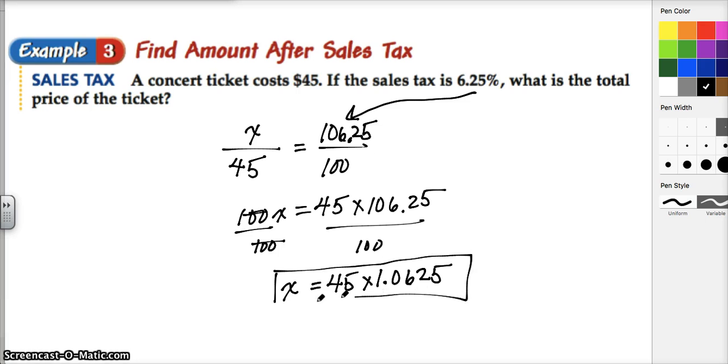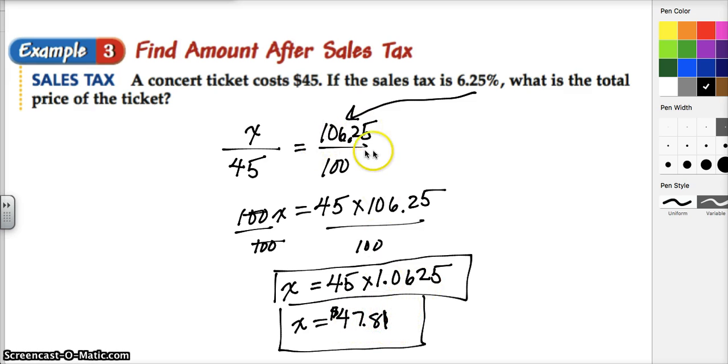You may have been taught to do this problem in this way before. A concert ticket costs $45. If you need to know what the sales tax is, it's going to be 1 plus 0.0625, and when you multiply those two together, you get a grand total of $47.81.